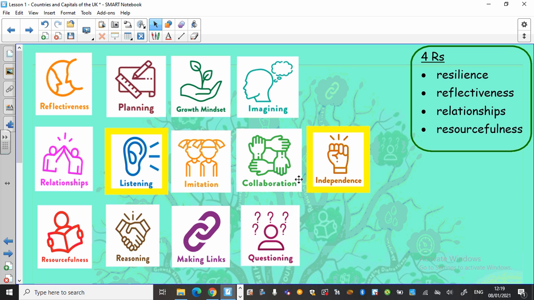Your learning powers today are listening and independence, because obviously independence was mentioned quite a lot in those WILFs. Independently name the country, independently name the capital. So we're definitely going to be using our independence in this lesson today.